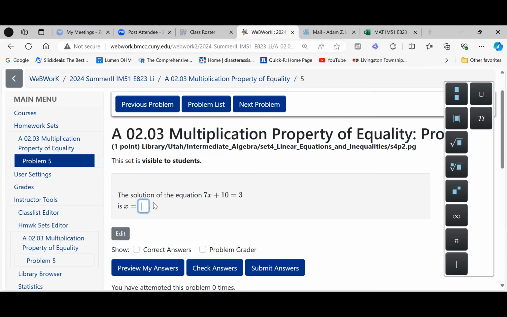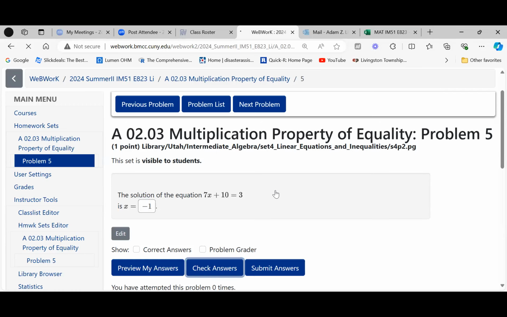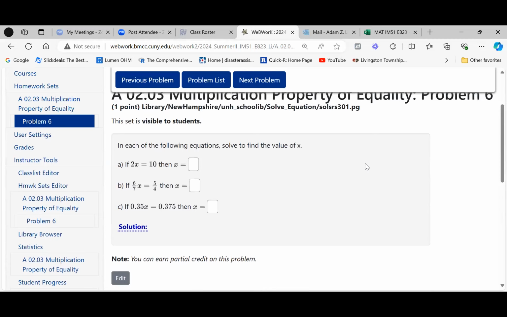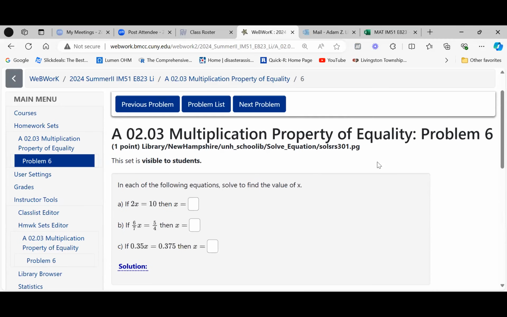Let's look at assignment 1. Okay, let's try this one.